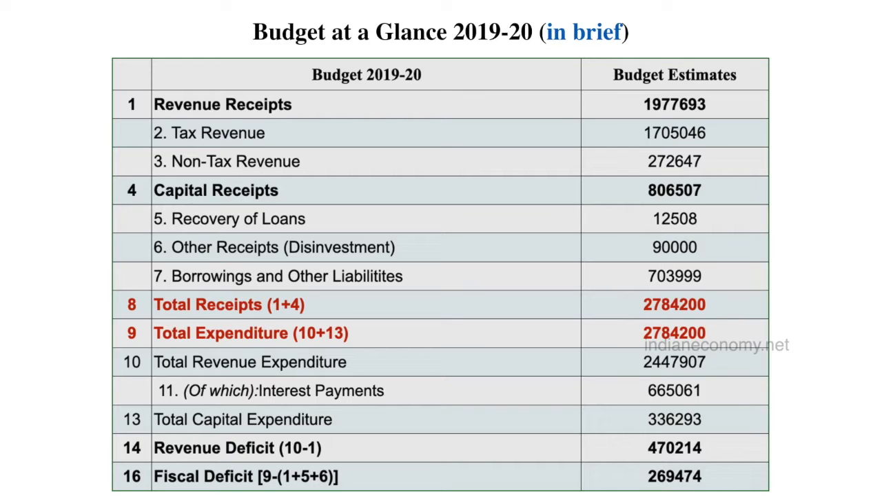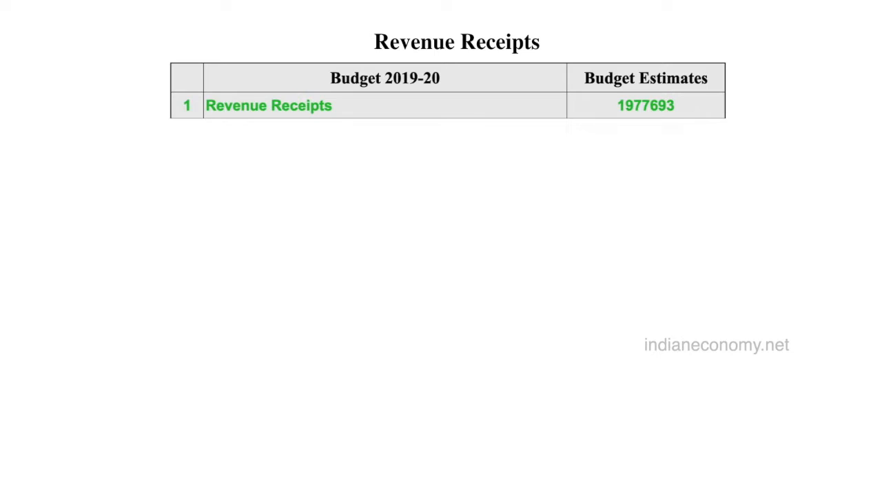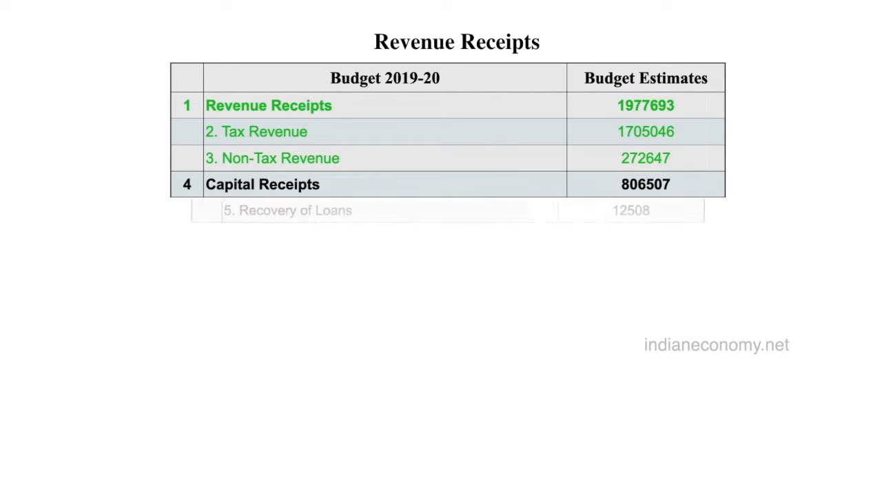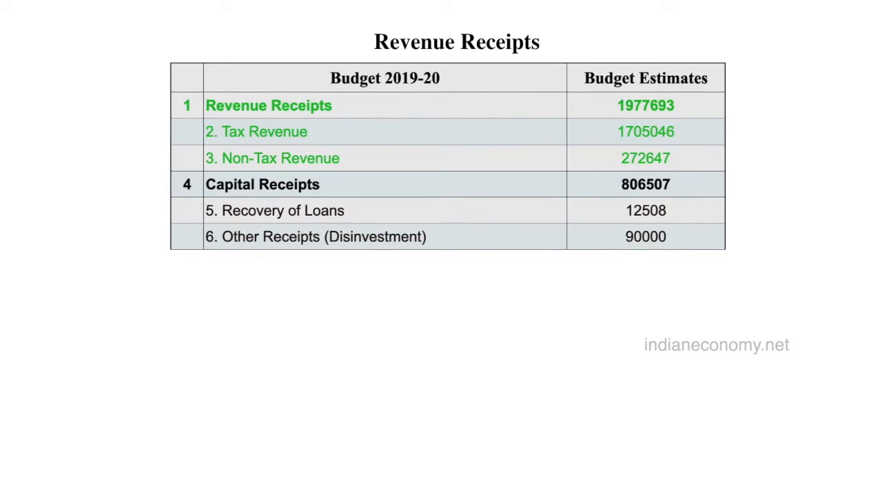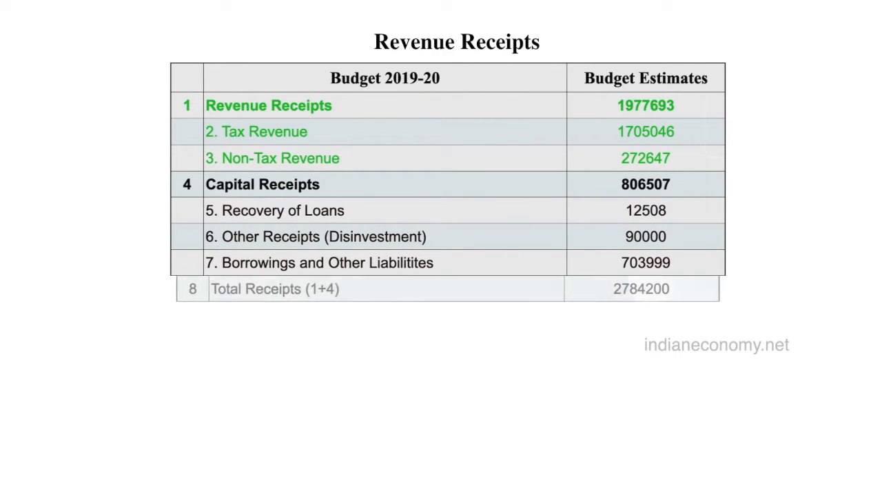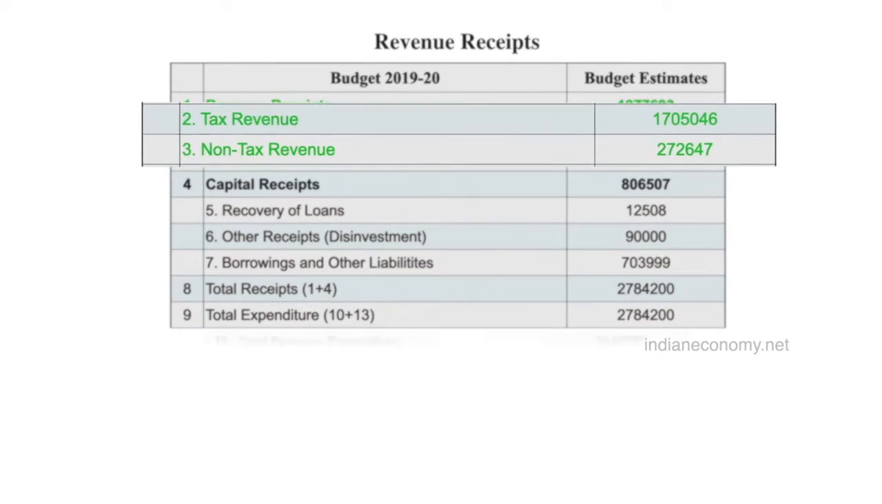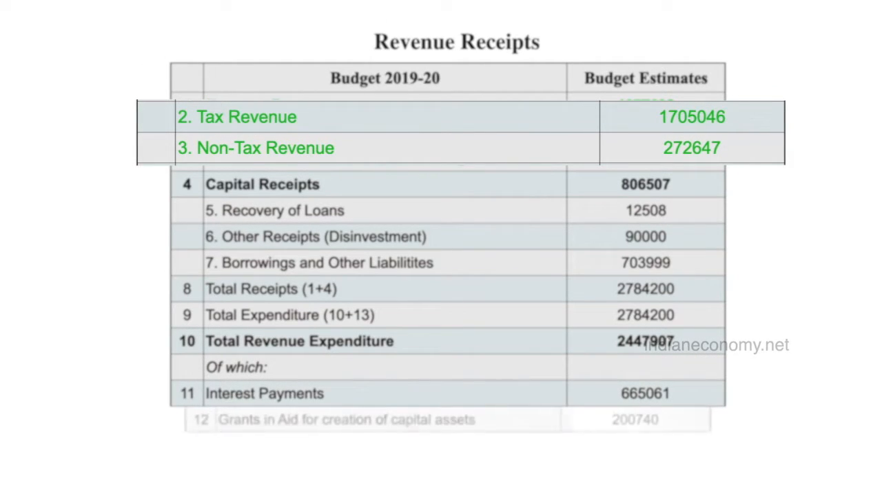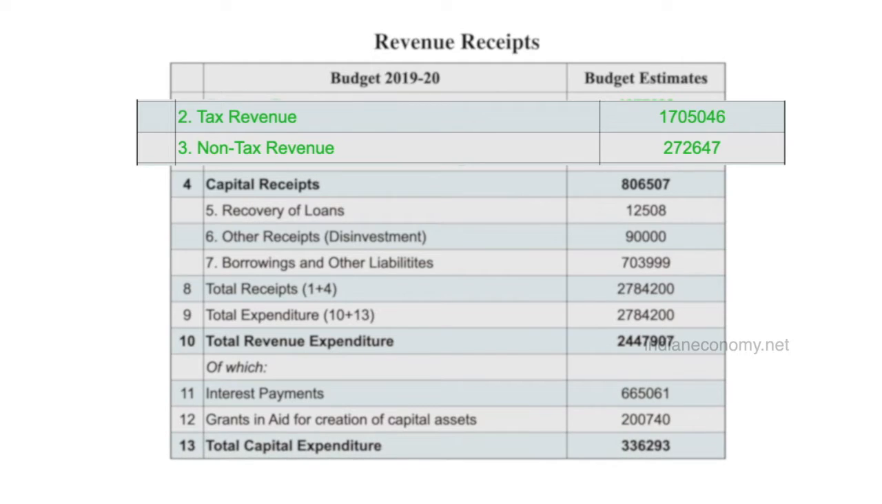Actually, this budget at a glance statement gives us a platform to understand the government budget 2019. And now we are coming to the first item in this table, that is revenue receipts. The revenue receipts for 2019 is rupees 19,77,693 crores. Revenue receipts are coming from 2 fronts, tax revenue and non-tax revenue. Item number 2 shows tax revenue, 3 shows non-tax revenue.